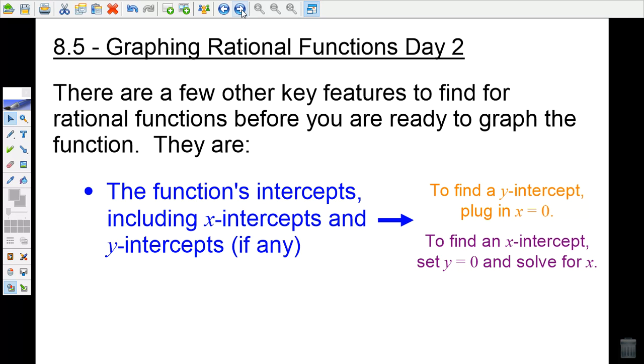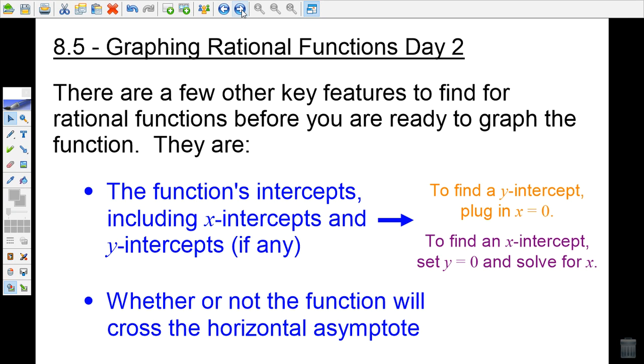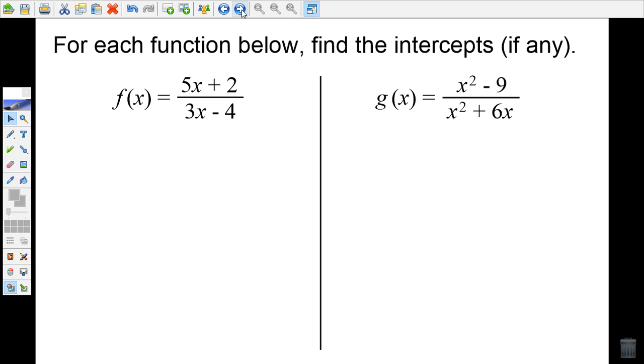The other thing we need to be able to tell is where, if at all, can we cross the horizontal asymptote. In the previous lesson, you saw some graphs drawn where you were able to cross the horizontal asymptote and others where you were not. So today we're going to talk about how do you know if you can cross it, and if you can, where does that happen? All right, but we're going to talk about intercepts first. So we are going to go through and find the x and y intercepts for both of these, but y intercepts are usually easier to find, so we're going to start there.